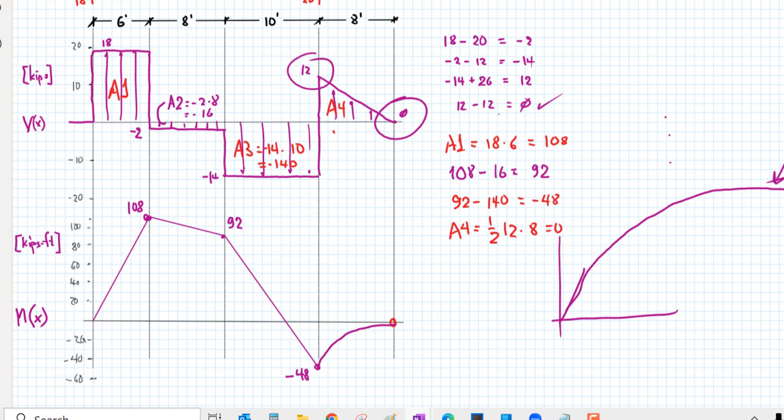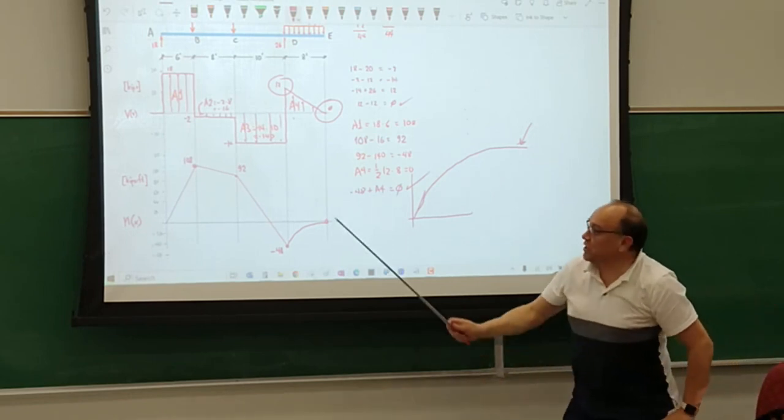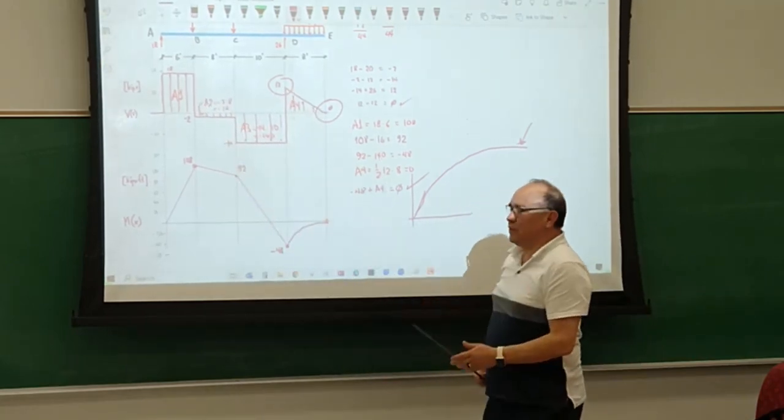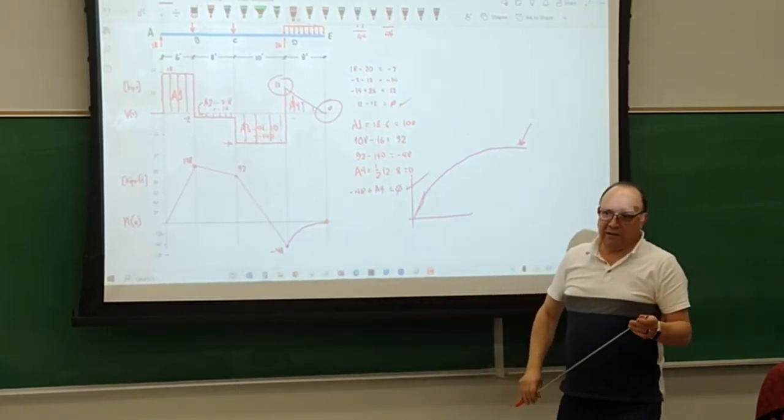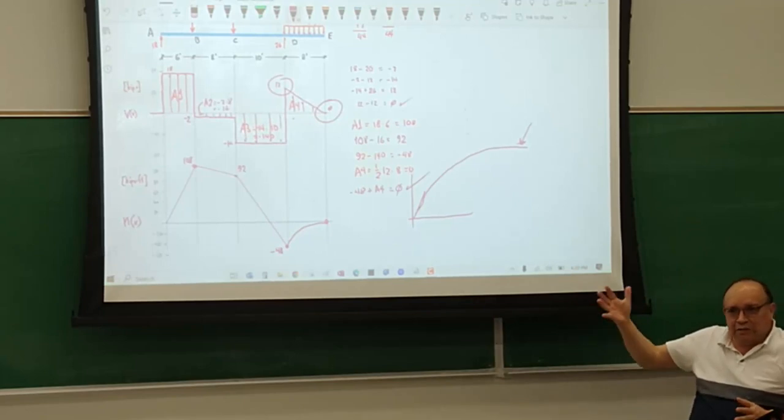Like it? I didn't have time going back. That's okay. All right. So at the end you say minus 48 plus A4 equals 0. Check. Nice. Easy. You be a little careful. It's not always this easy. Eventually I will put in a few more complications, but the principle is just follow the arrows.